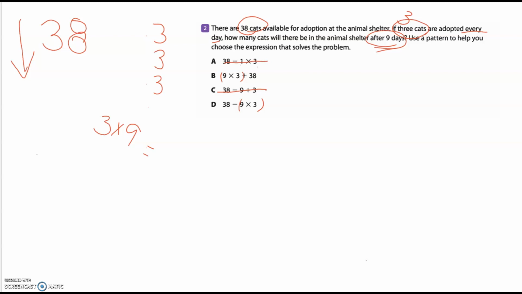Now I need my number, I said, to go down from 38 because I started out with 38 and some are being adopted. This one has 38, and then it's going to add that 9 times 3, which means my number is getting bigger. This one has 38 cats, and then I'm going to take away whatever I get here. That means my number would be getting smaller. If I did 9 times 3, I know that is 27. If I have 27 cats that are adopted, I'm going to subtract to find out that there are 11 cats still in the shelter.